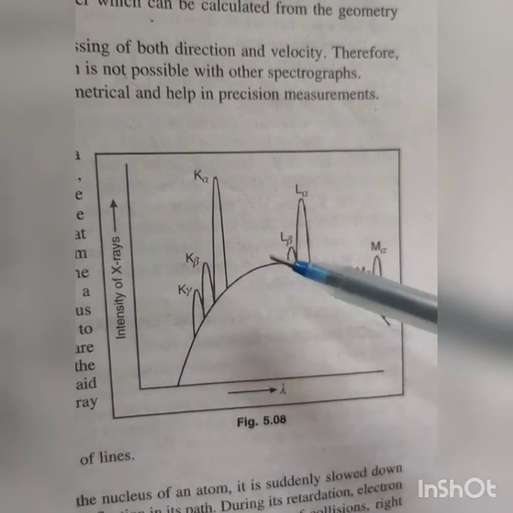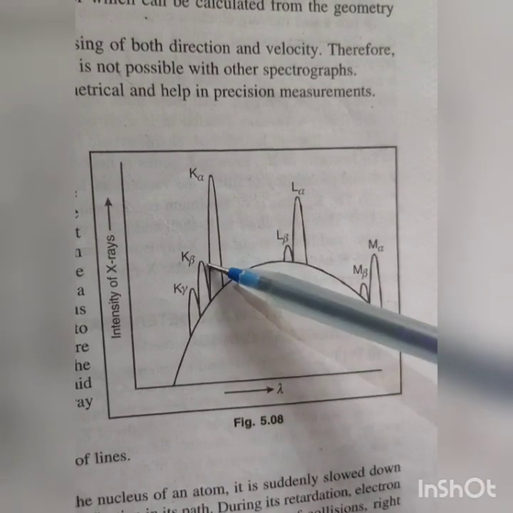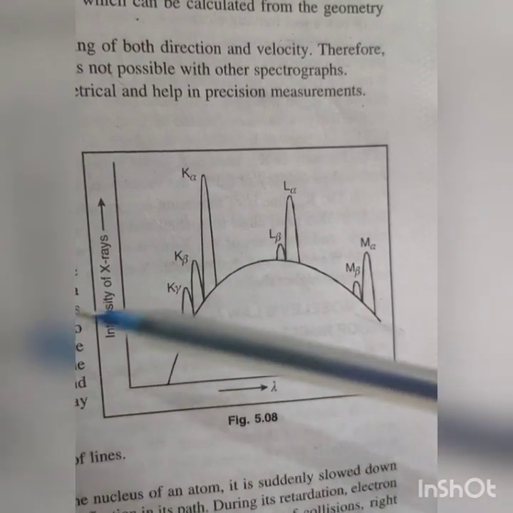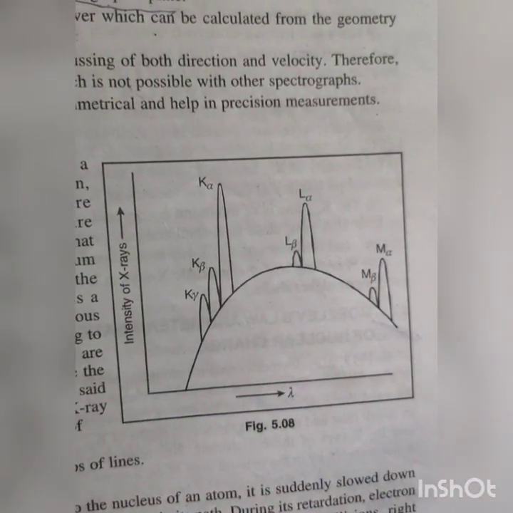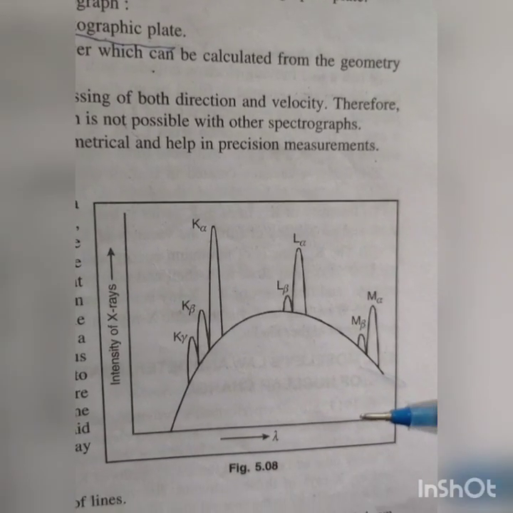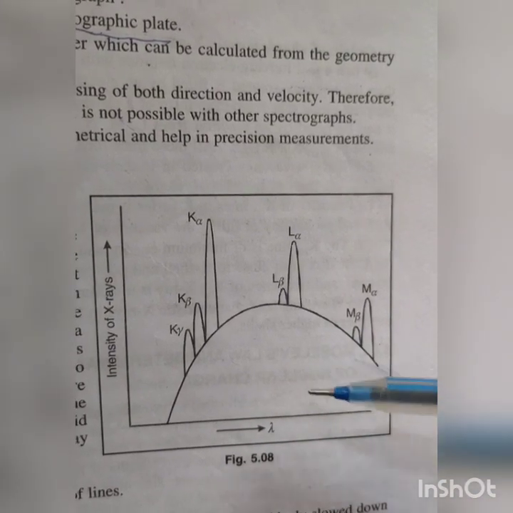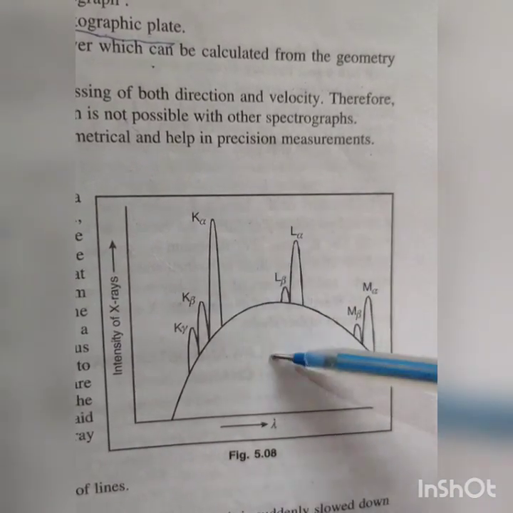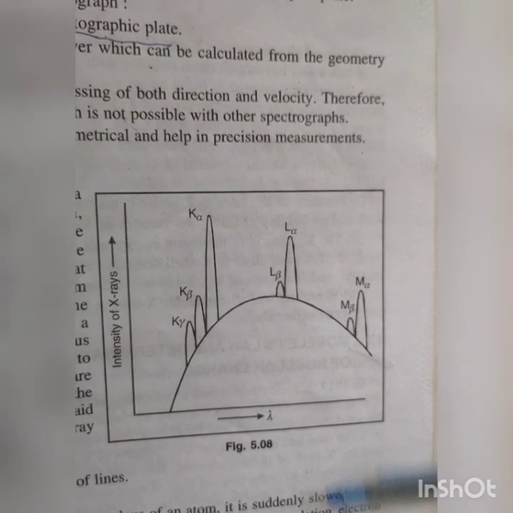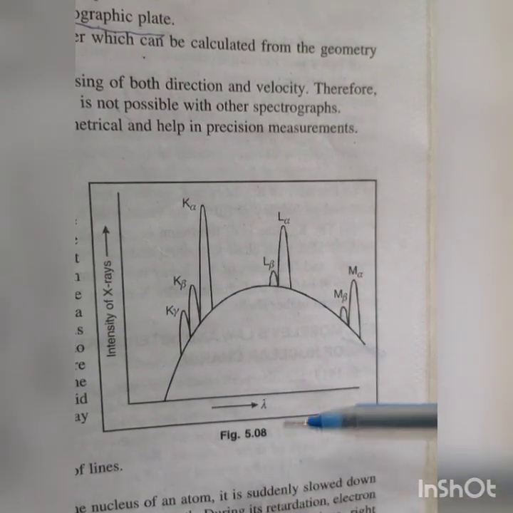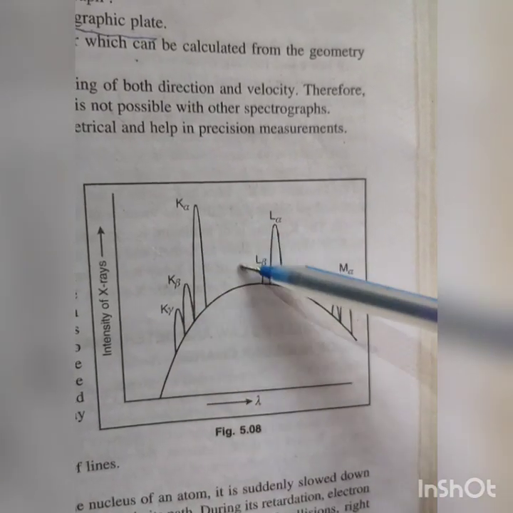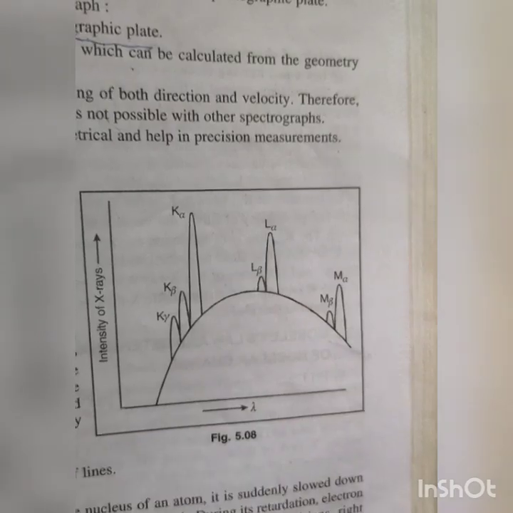In addition to this continuous spectrum, some series of X-ray lines corresponding to the minimum wavelength are also obtained. These lines are superimposed on the continuous spectrum and are characteristic of the target element, also called K alpha, K beta, K gamma, L alpha, L beta, L gamma. A typical X-ray spectrum is shown here, and it consists of the continuous spectrum and the characteristic spectrum in the form of a group of lines.